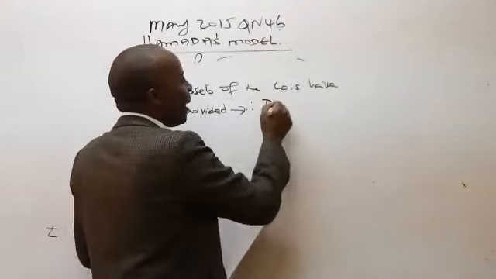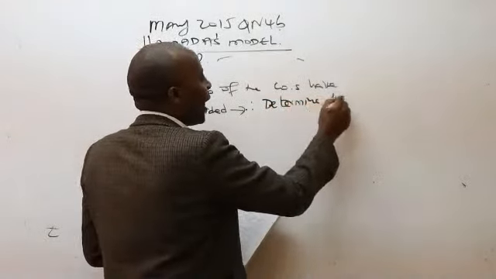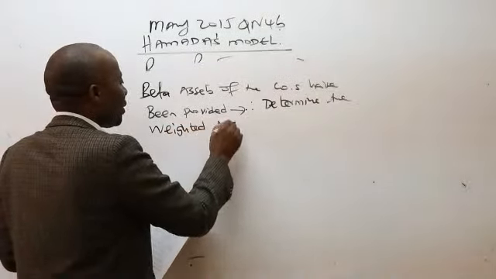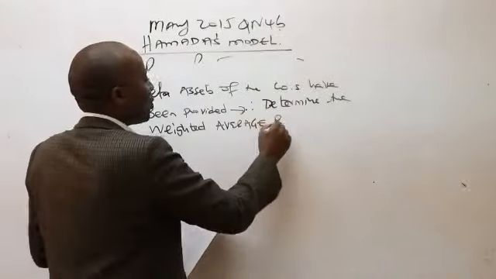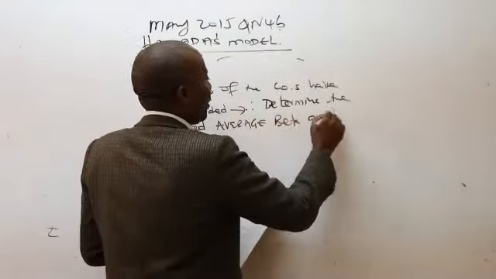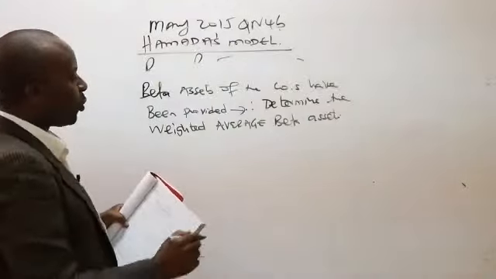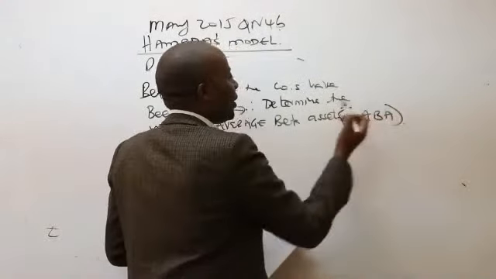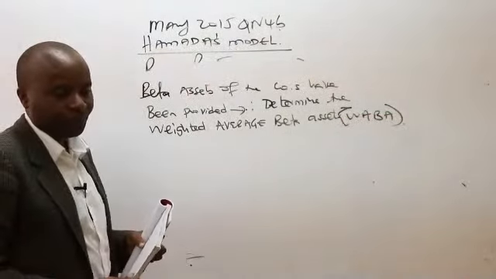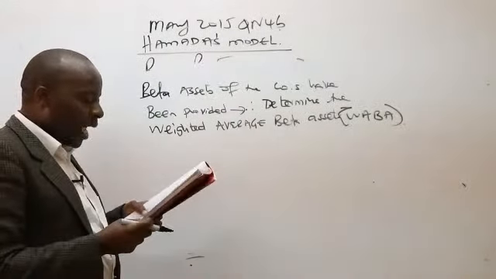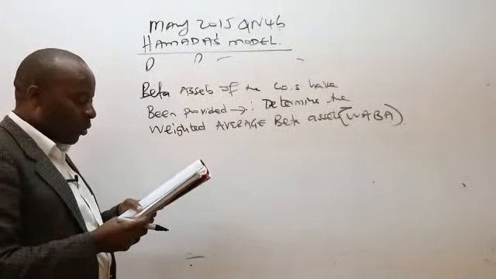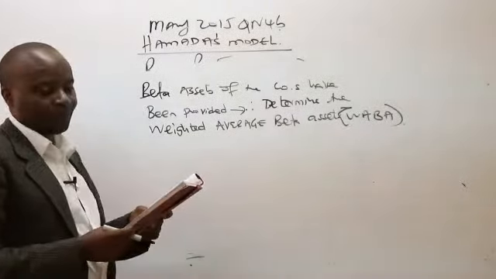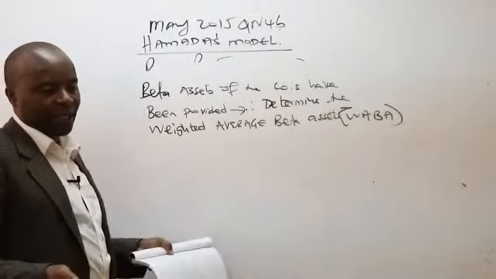Therefore, determine the weighted average beta assets. Some books call it WABA, weighted average beta assets. So then, ladies and gentlemen, what shall we do for us to be able to get the weights? We need the weights.